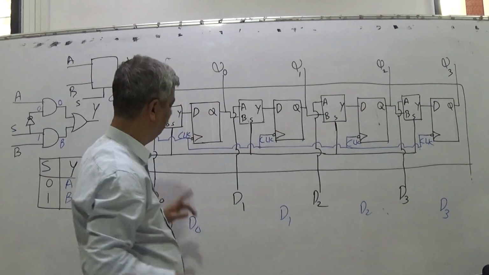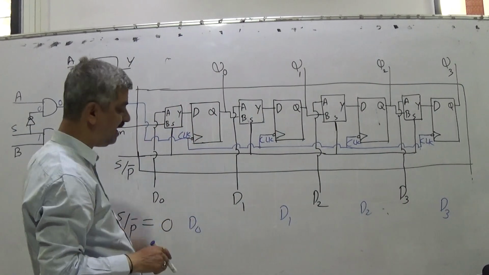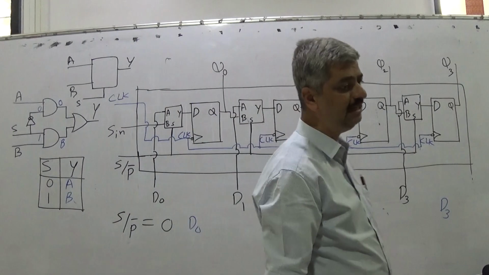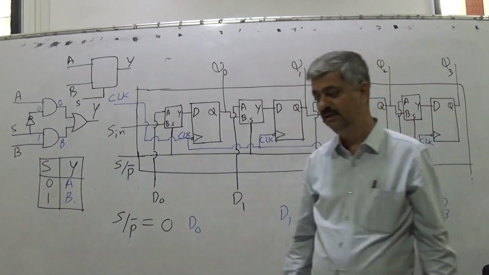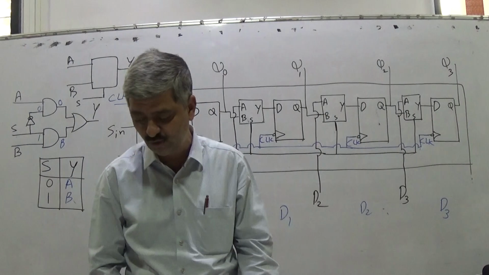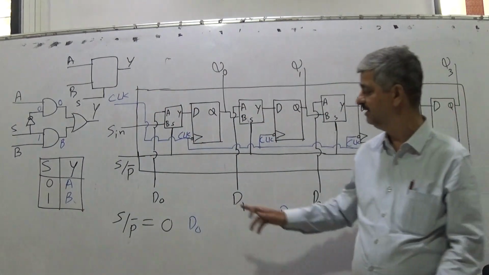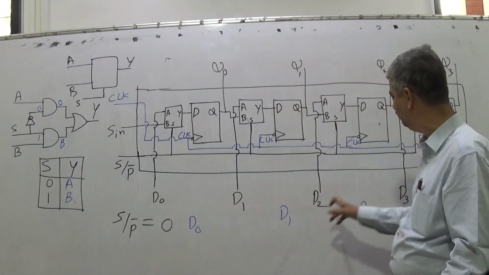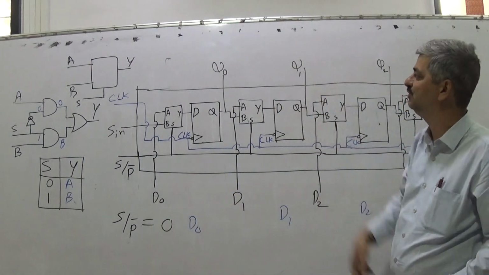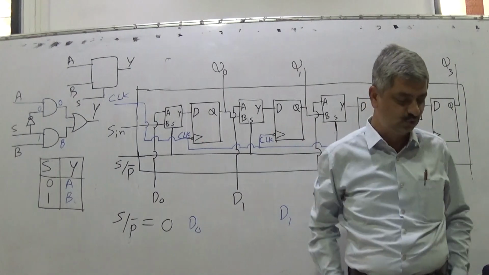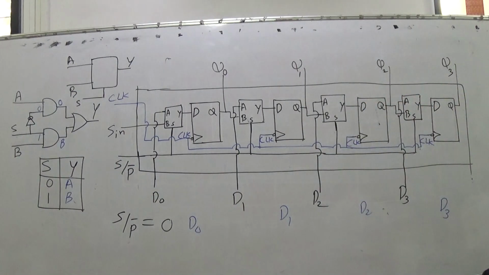So if S/P bar is 0, at the time of falling edge of the clock pulse, D0, D1, D2, D3 are transferred to Q0, Q1, Q2, Q3. So you can parallelly load the shift register by selecting the parallel mode. S/P bar 0 means it is parallel mode.